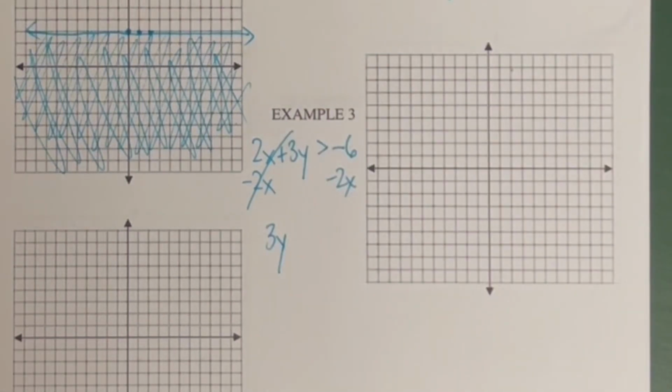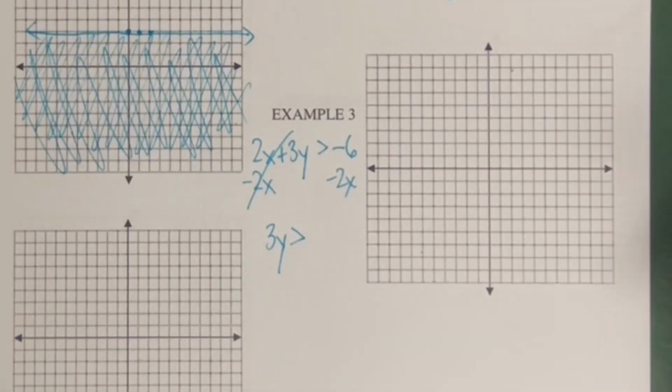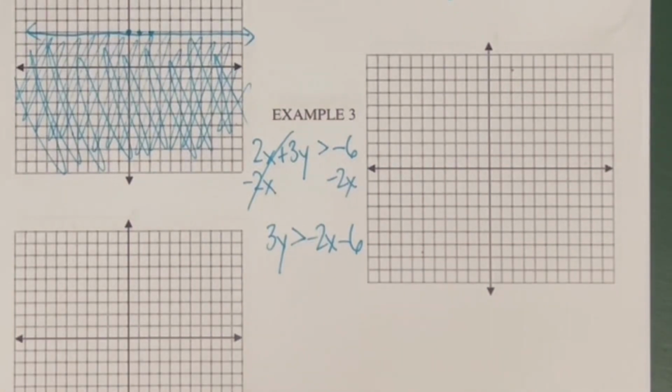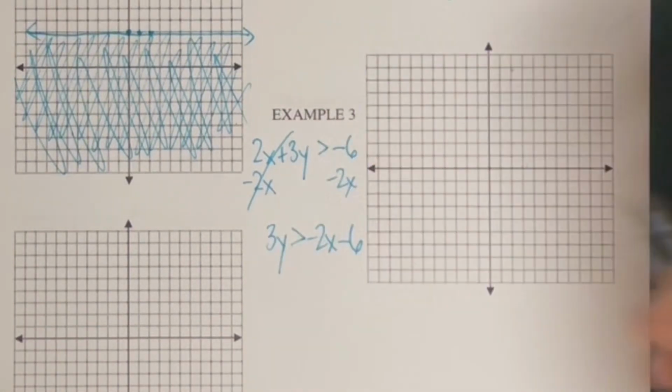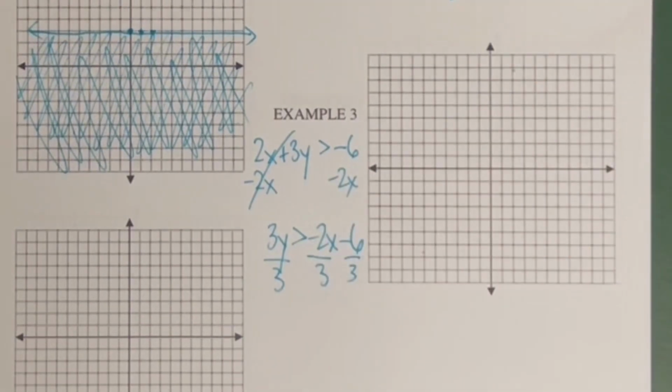So the 3y is going to come down here like this. The symbol is going to stay the same. I'm going to bring that down, and I'm going to rewrite this as negative 2x minus 6. I'm going to put my variable first. And now let's continue getting y by itself by dividing by 3. I'm going to divide every term by 3.